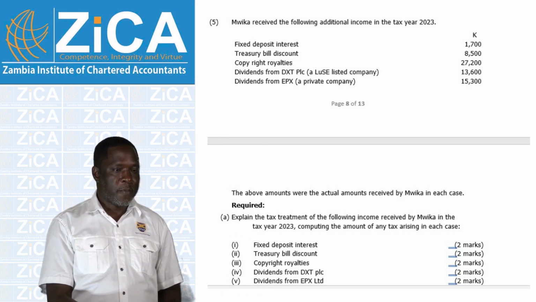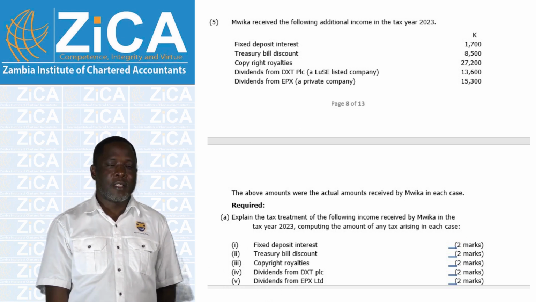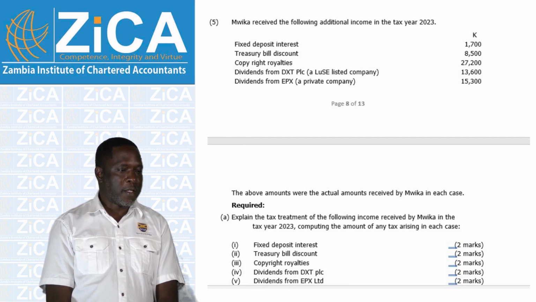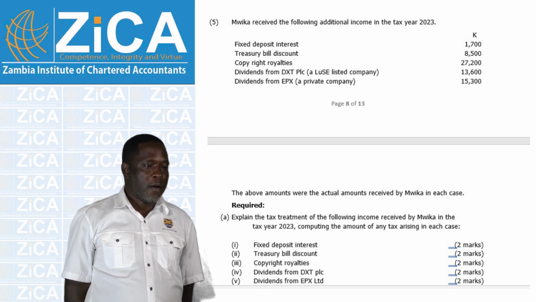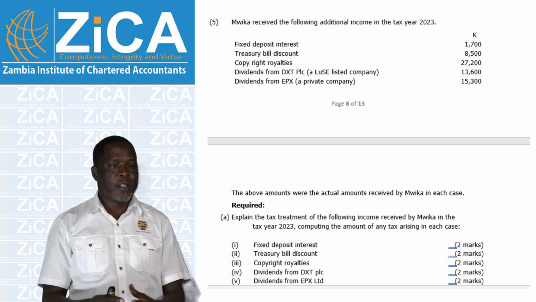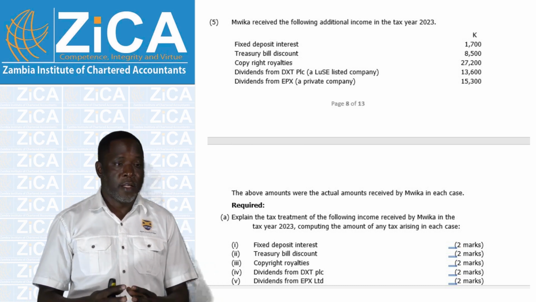So Mwika received fixed deposit interest, treasury bill discount of 8.5, copyright royalties of 27,200, dividends from DXT PLC, a company listed on the Lusaka Securities Exchange, and dividends from EPX, a private limited company. And we were told that all this investment income was net of withholding tax deducted at source. So how do we deal with this investment income when computing the income tax liability of an individual?